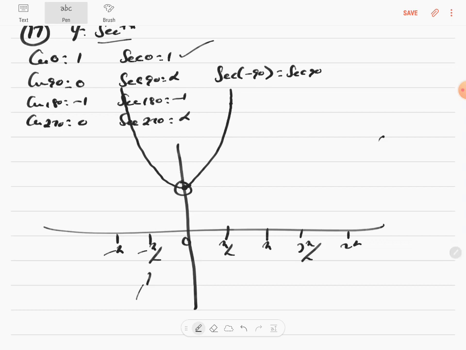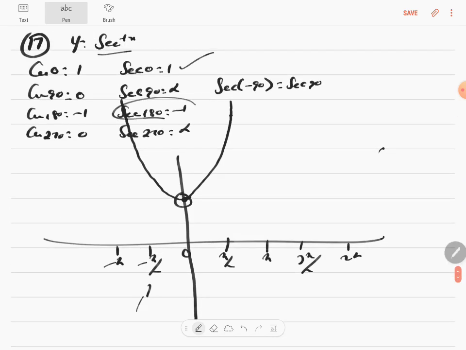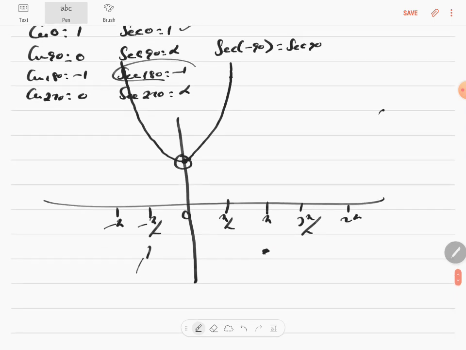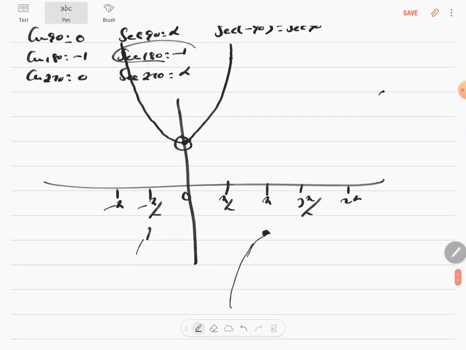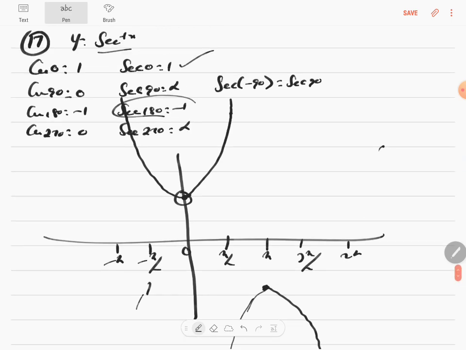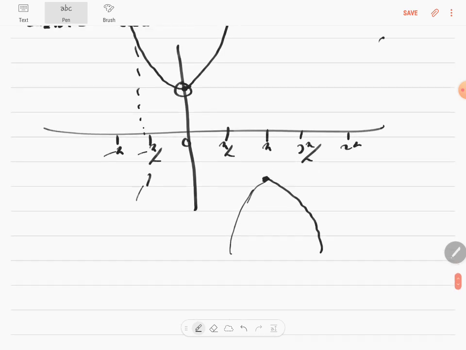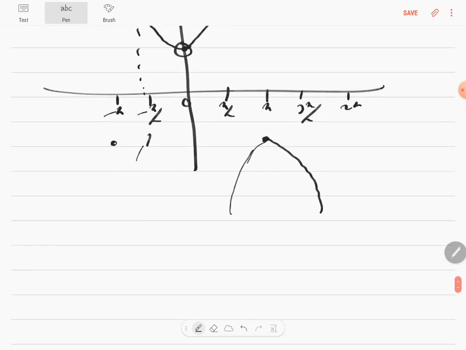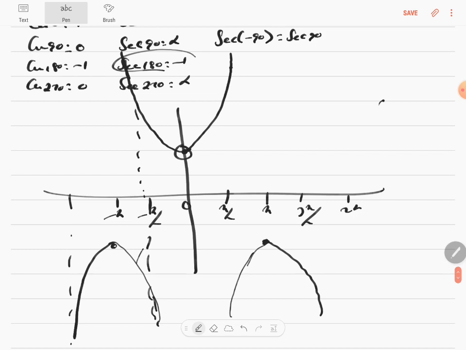Okay, so let's continue with this graph for secant. What happens at secant 180 is minus 1. Again, from here it's infinity and there it touches infinity, and so this is the drawing. Similarly, at minus pi by 2, it gets to infinity. So then from here at minus pi, the diagram has to be like this. This corresponds to infinity, this corresponds to infinity, and so this is how you do a secant graph.